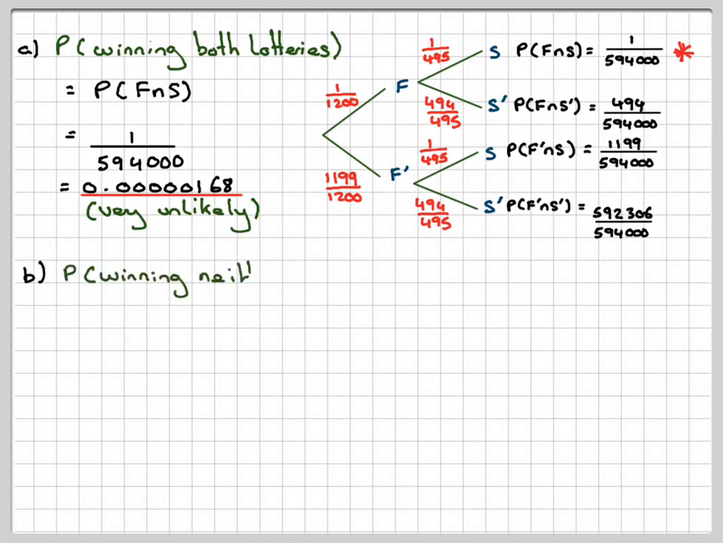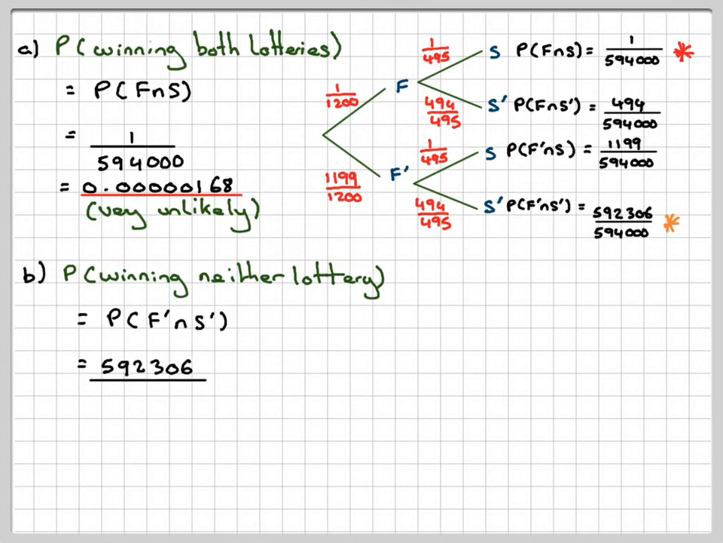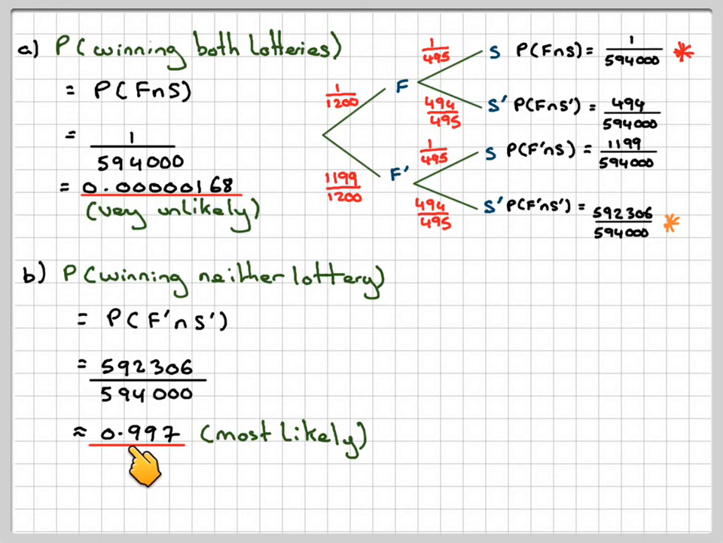The probability of winning neither lottery, well, that's going to be this one here, and we already worked that out to be the probability of not F and not S, which is 592,306 divided by 594,000, which we work out as a decimal at 0.997. This is the most likely thing to happen in this experiment.